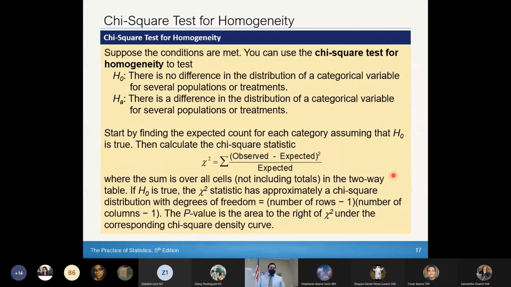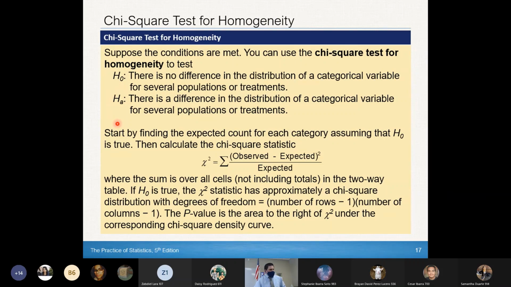So then we have the rundown here on how to conduct a chi-square test for homogeneity, supposing the conditions are met. You can use a chi-square test for homogeneity to test the null hypothesis that there is no difference in the distribution of a categorical variable for several populations or treatments, versus the alternative that there is a difference in the distribution of a categorical variable for several populations or treatments.